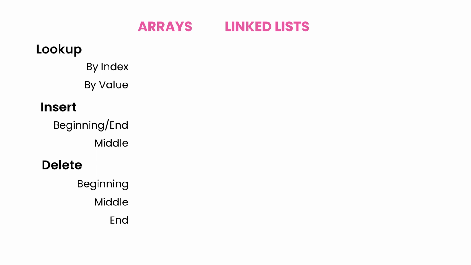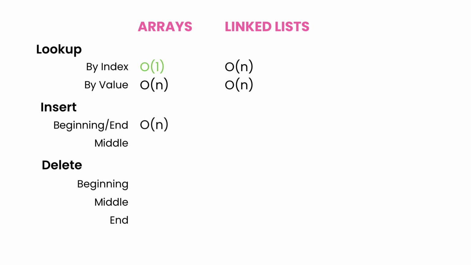Now let's compare these data structures in terms of their runtime complexity. Arrays shine when you need to look up an item by an index. In linked lists, we have to traverse until we find the item at a given index. Looking up an item by its value is an O of n in both these data structures because we have to iterate over all the items until we find the target.